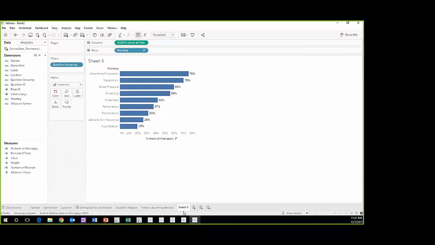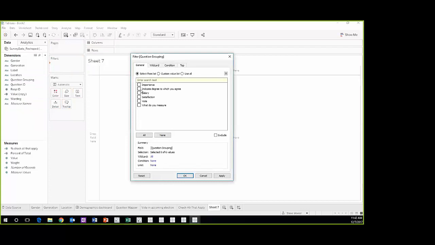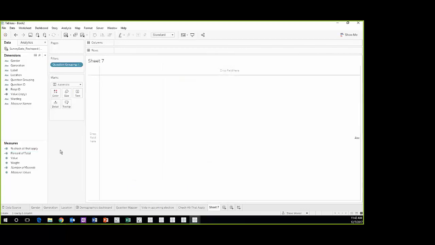Let me quickly look at a couple of ways of doing Likert data. And so let's go to one of our Likert-scale questions and show you some of the issues that pertain to it. So let me go to my question grouping, and I think I'm going to do the indicate the degree to which you agree or disagree question. And let me put my wording up here.